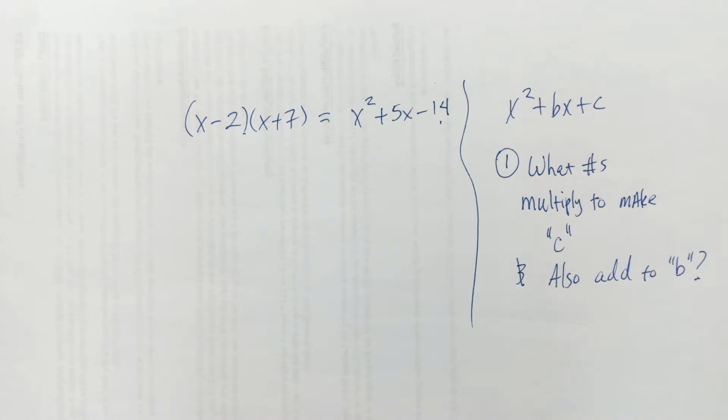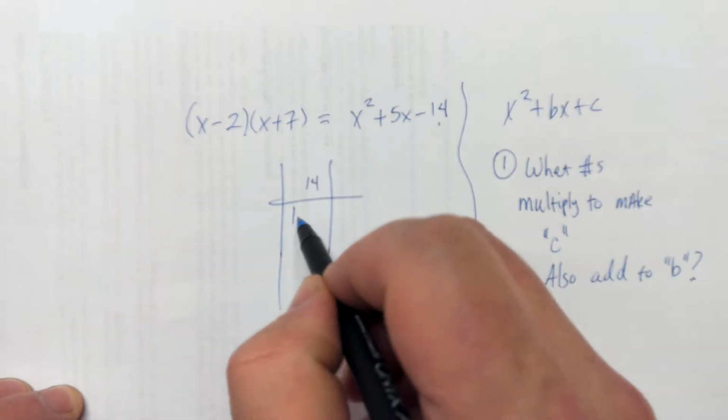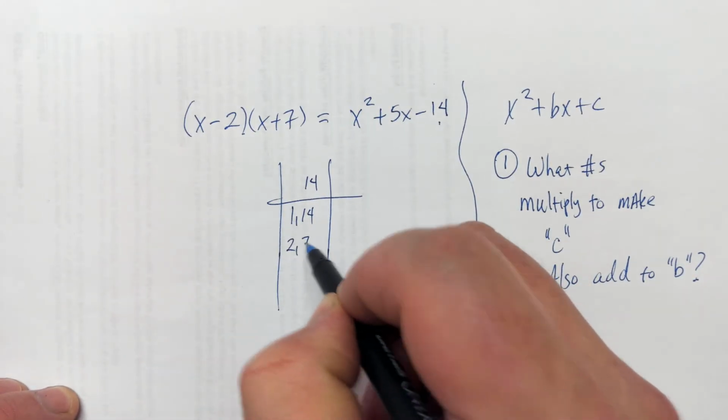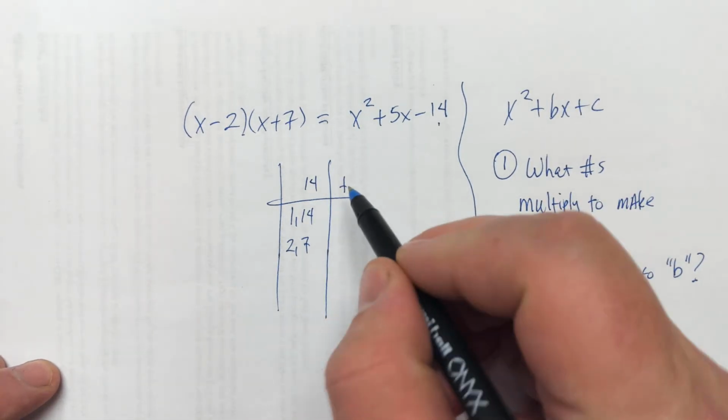So Priscilla, we could do it in our head, kind of thinking about this, right? Let's see, those numbers multiply to 14, and that's it. Let's see.